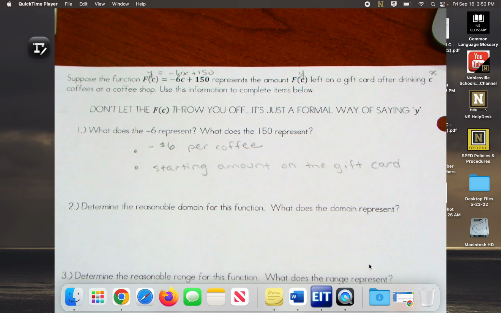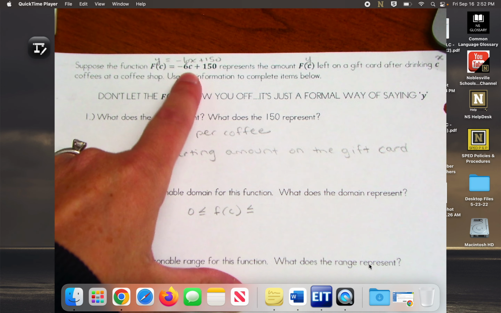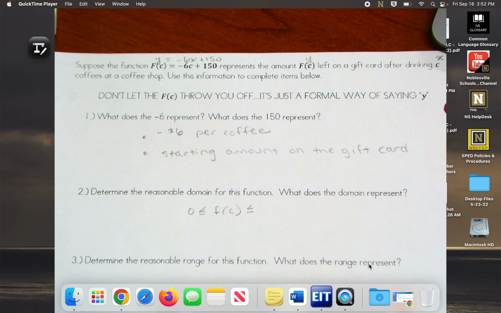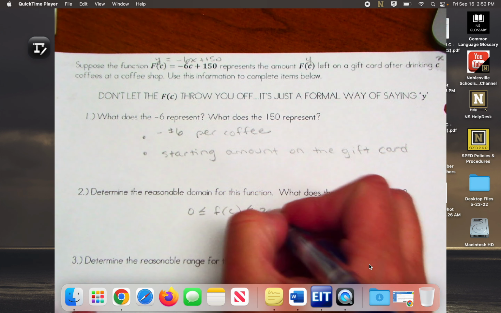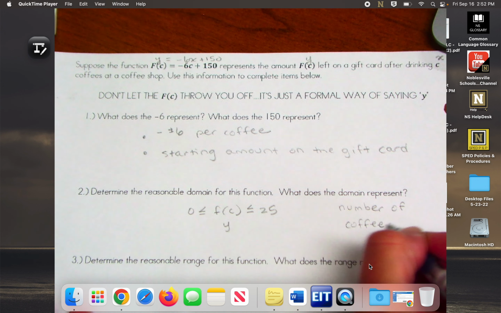Okay, so now we're going to determine a reasonable domain for the function. So remember, that's all the possible x values. So you can go between 0 and how many drinks? Five. How many drinks can I order if they cost $6 each? 15. No, my bad. 18. No, you can get like 30. Harsha? 25.